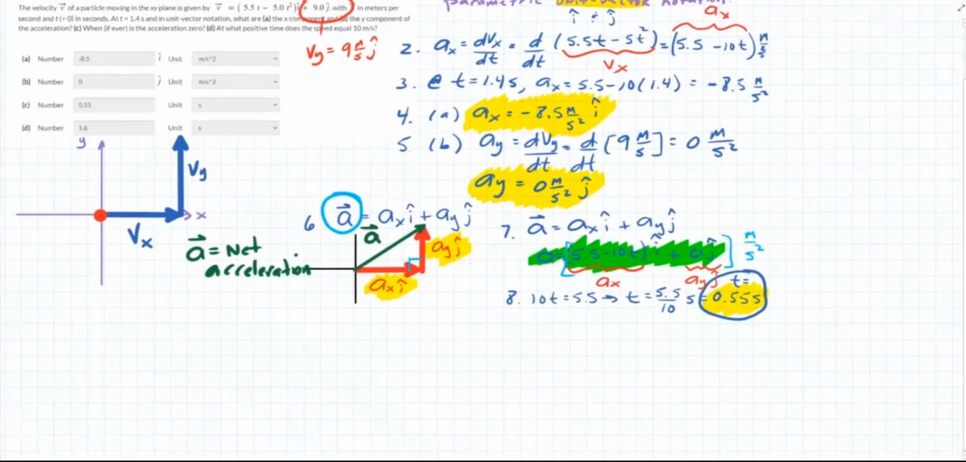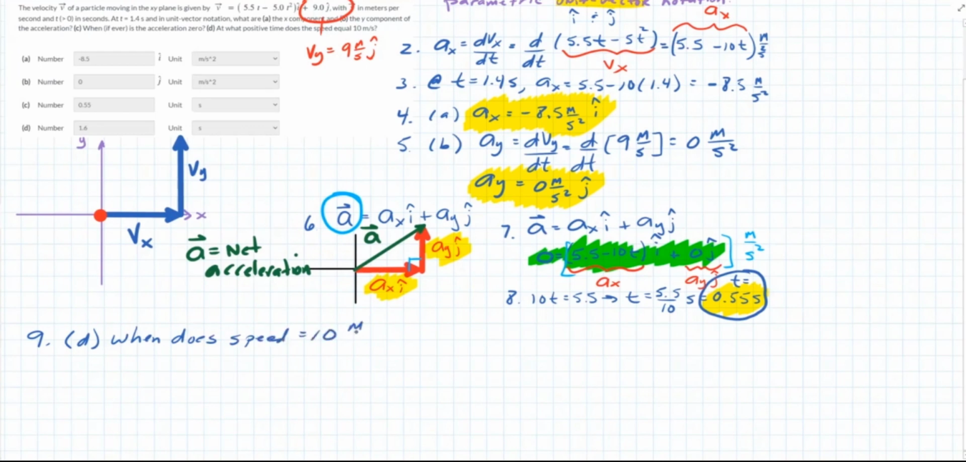Okay. D says, at what positive time does speed equal 10? All right, so number 8, number 9, part D. When does speed equal 10 meters per second? There's a difference between speed and velocity. But let's talk about velocity to start with.